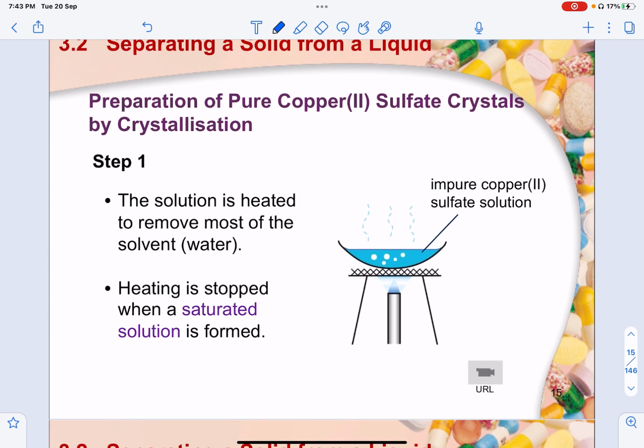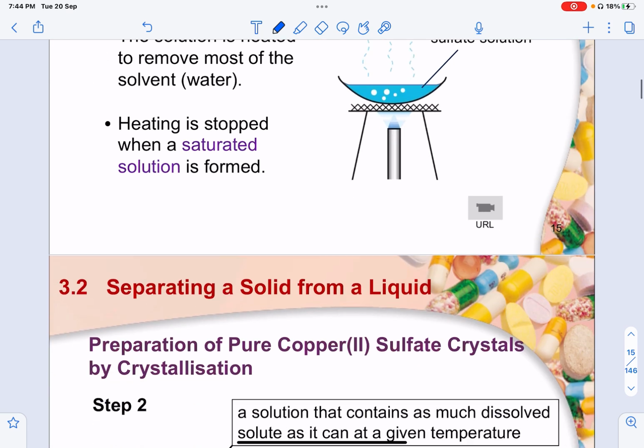Next we look at how we obtain pure copper 2 sulfate crystals. Most of the time, before that, we will prepare a saturated solution, and we'll learn more about this in a later chapter on salt. What we'll do is heat it to remove most of the solvent water molecules. This heating will prepare the solution to be even more saturated. Why is this important? This is important for crystallization to actually occur.